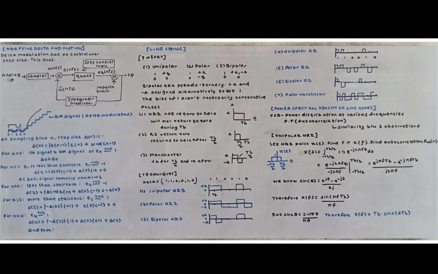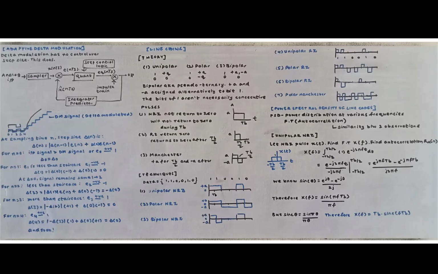And then there's a third type known as Manchester. After TB by 2, it inverts. So RZ comes back to 0, while Manchester goes from plus A to minus A for high bits. If it were a low bit, then it would go from minus A to plus A. So that's how Manchester works. So for the techniques, assume that the data is 110010.